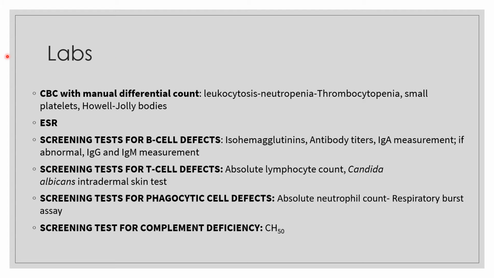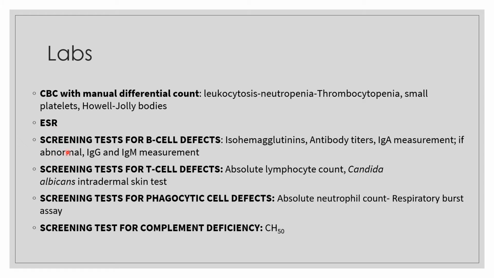So moving to the labs, we will start with the screening. There is CBC and differential count, ESR. There is screening for B cell defects, screening for T cell defects, screening for phagocytic cell defects, and screening for complement deficiency. We will go through one by one. For the CBC and manual differential, what we are looking for in it: leukocytosis, neutropenia, thrombocytopenia, small platelets, Howell-Jolly bodies.